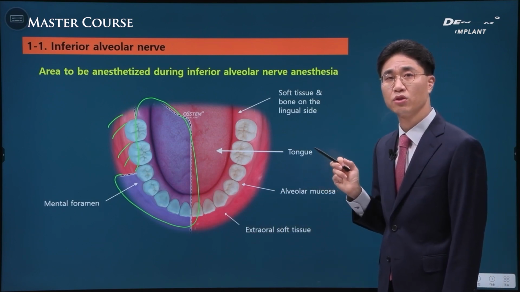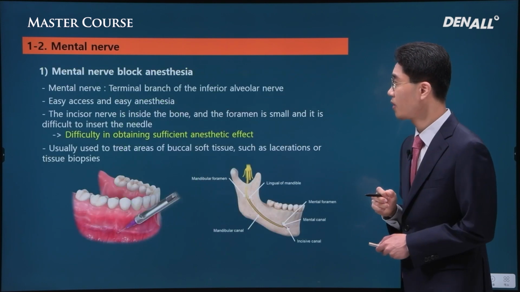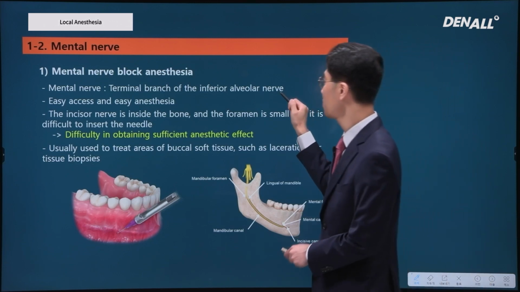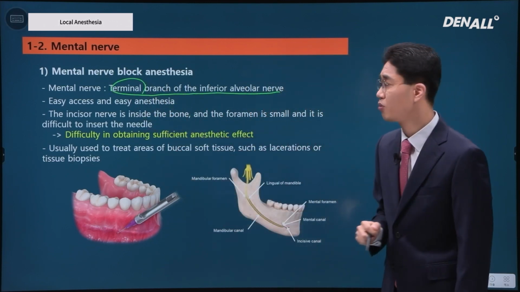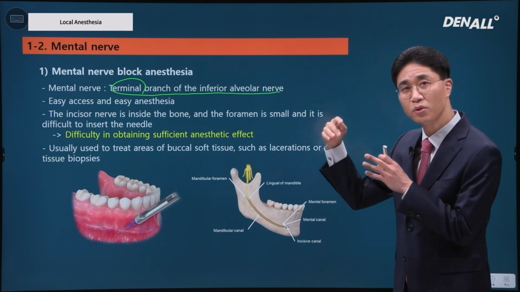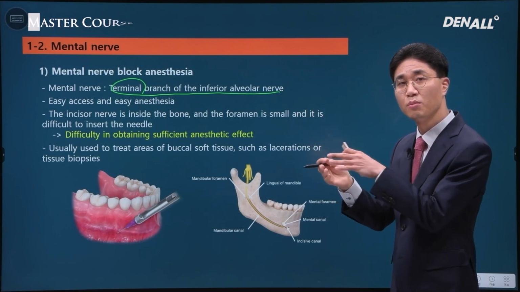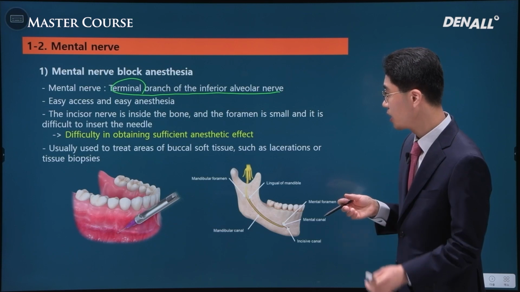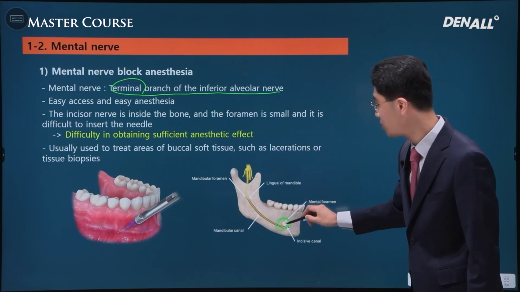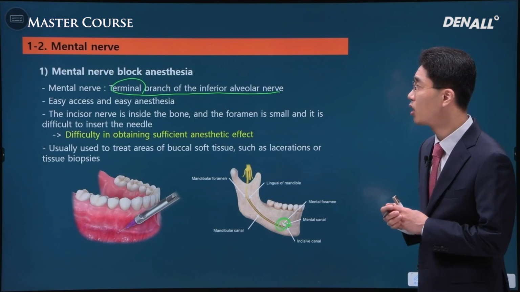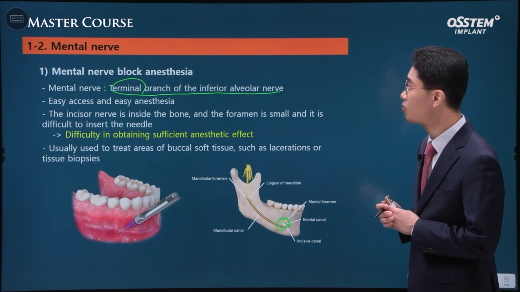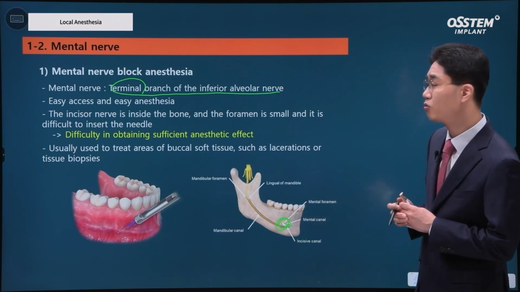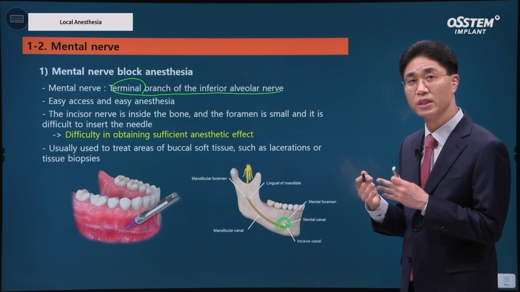When we look at mental nerve, as you all know, this is a terminal branch of inferior alveolar nerve. The inferior alveolar nerve goes into mandibular foramen and comes out towards mental foramen through mandibular canal. The branch that comes out towards mental foramen is called the mental nerve. Doing block anesthesia on mental nerve means that we need to target the mental foramen area. We can check the location on X-ray image.